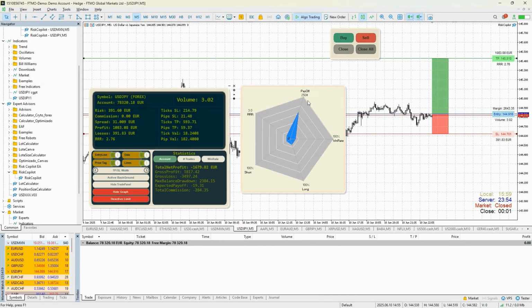How much is the expected payoff of your account? How much is your win rate percentage from 0 to 100? How much is your percentage of winning long trades? How much is your percentage of short trades or sell trades winning? And how much is your RR, or your risk-reward ratio? I have it from 0 to 3. So if you want to see that, you can; if you don't want to see it, you can hide it.